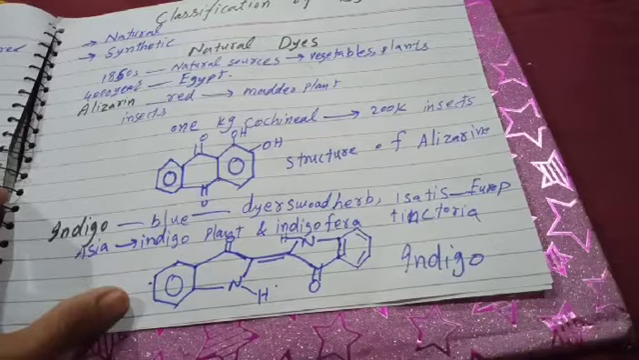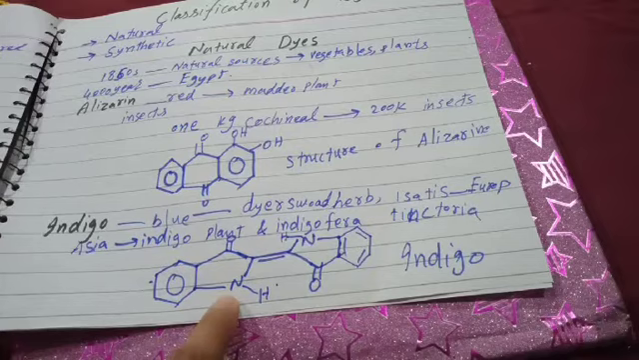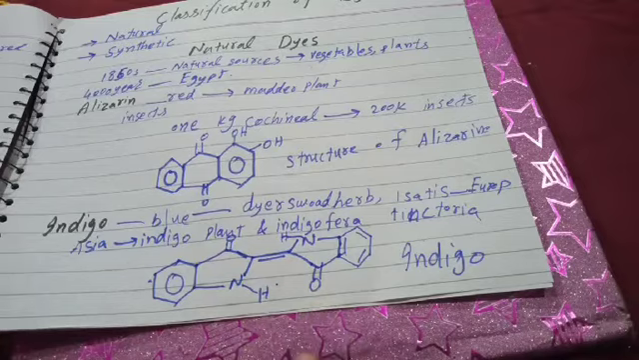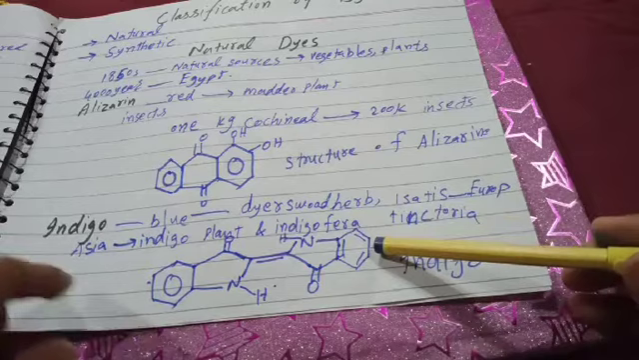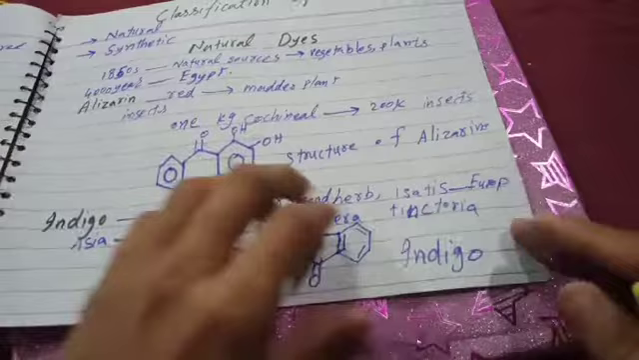Indigo dye: 1 benzene ring connected with NH, double bond O, and a double bond connected with a 5-membered ring, and again a benzene ring and NH, O. This is the indigo dye.